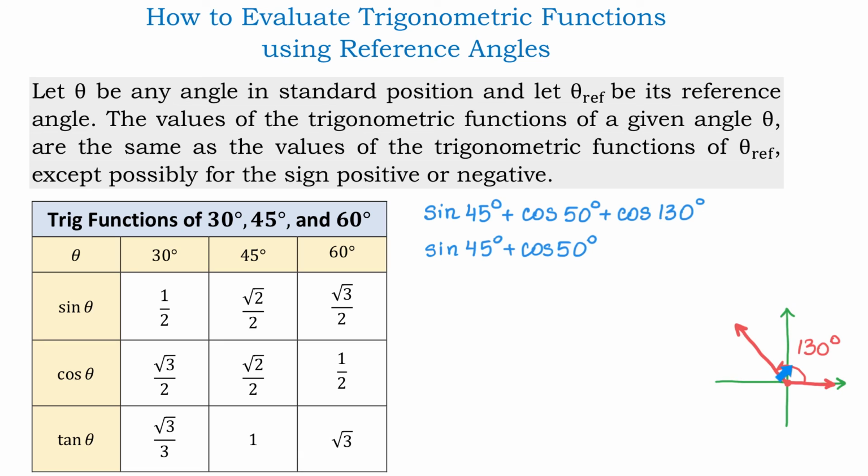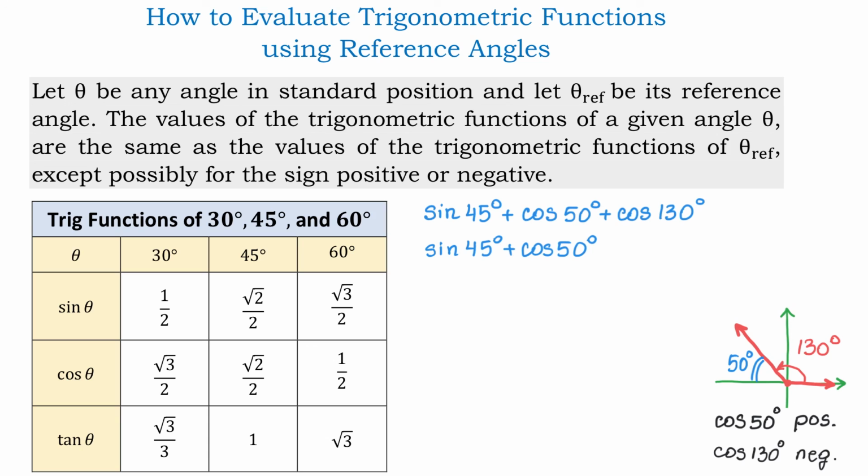So here we have the angle, and the reference angle will be this acute angle formed by the terminal side and the x-axis. From the drawing, we see that the reference angle measures 50 degrees. Now, we also know that if we take cosine of 50 degrees, because 50 degrees is an acute angle, the value will be positive. But if we take cosine of 130 degrees, then the value will be negative because in quadrant 2, cosine is negative.